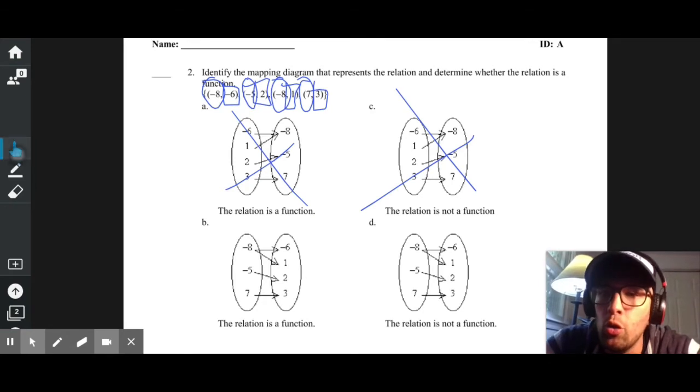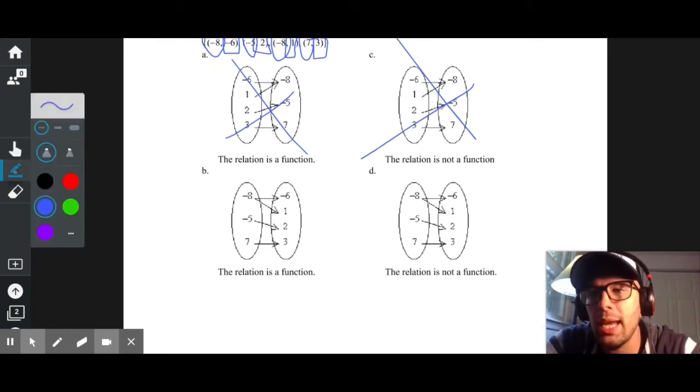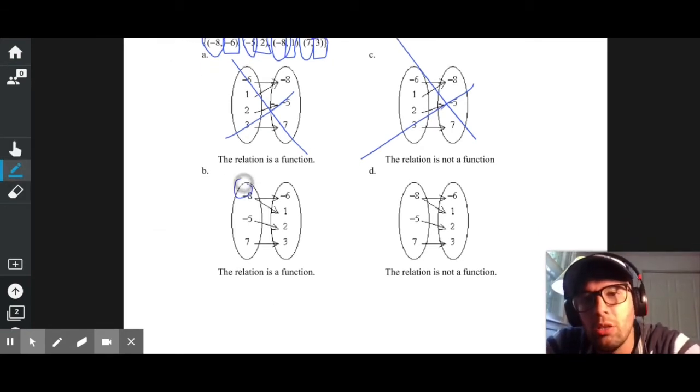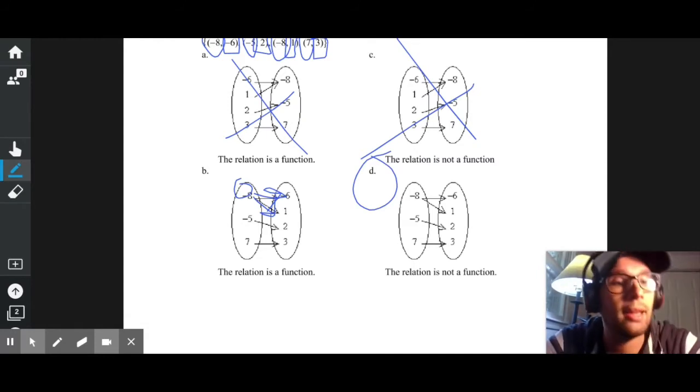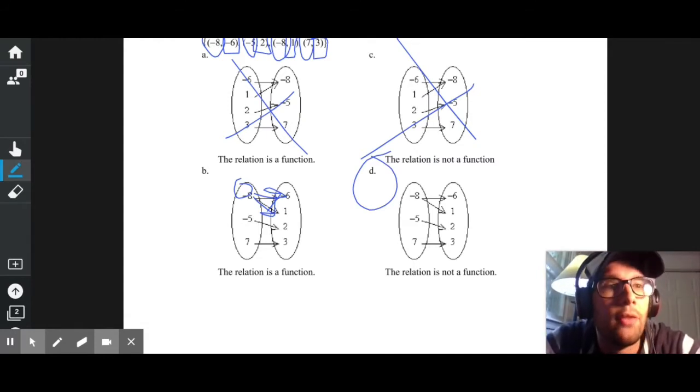So I have two pictures on the bottom. Negative 8 is used twice, which means it's not a function because the x's can't repeat. So that's that for that.